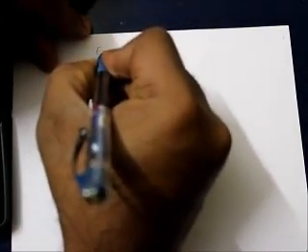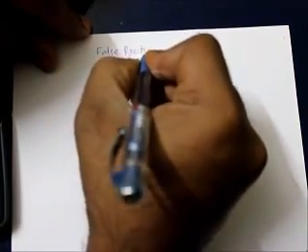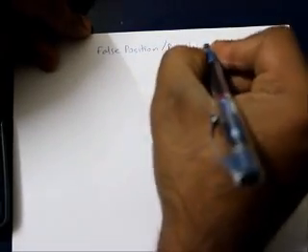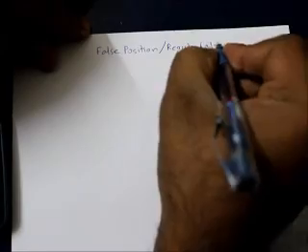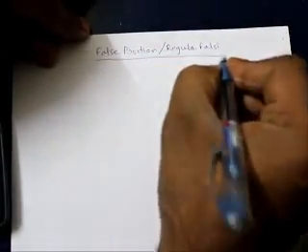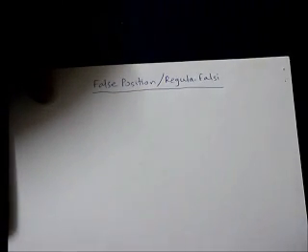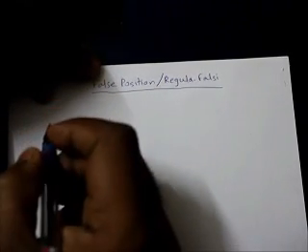Hello class, we'll continue with our next numerical method, which is again a bracketing method. The name of this method is false position. It's also called Regula Falsi. So if either of these names comes in the exam, don't get confused. Okay, both of them are one and the same.